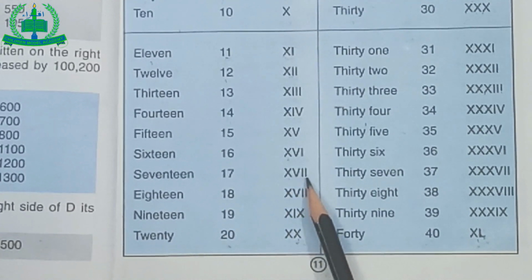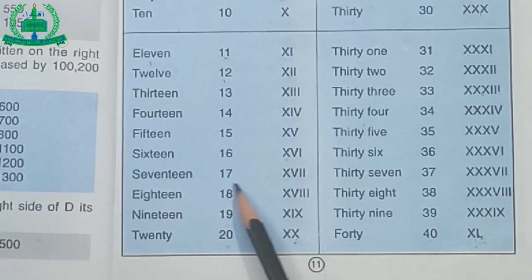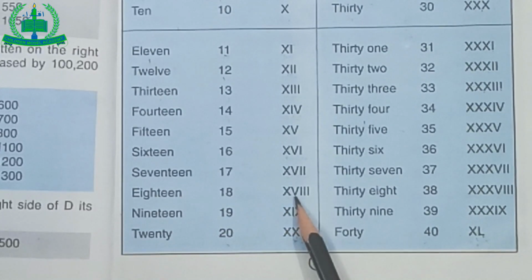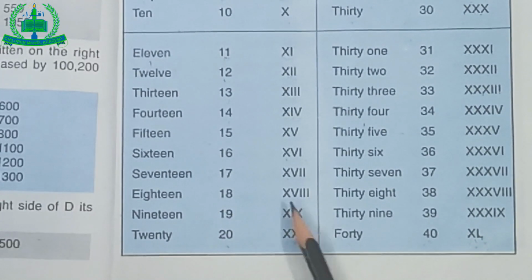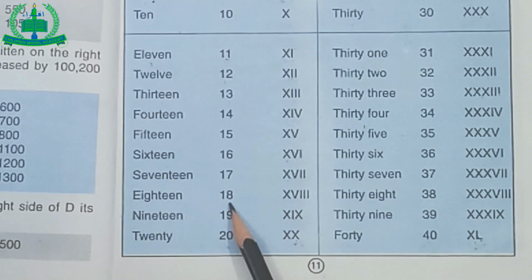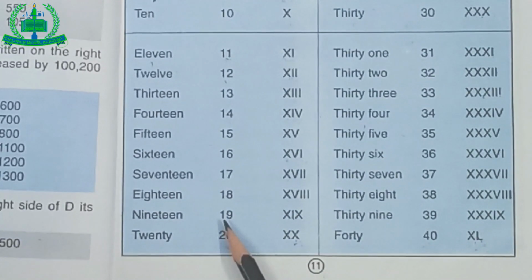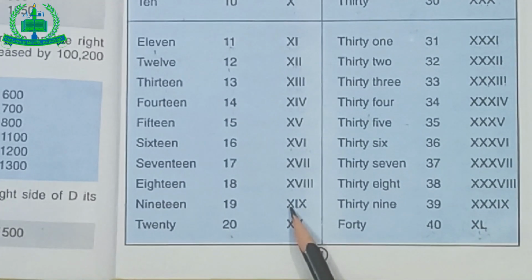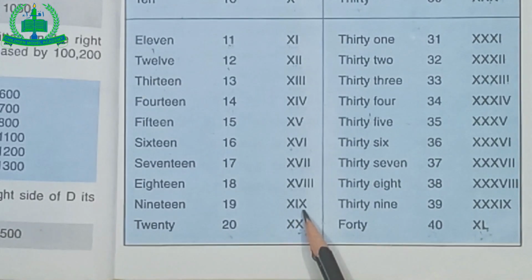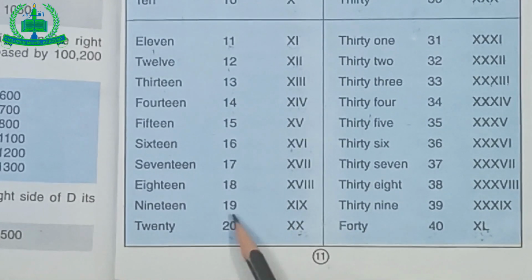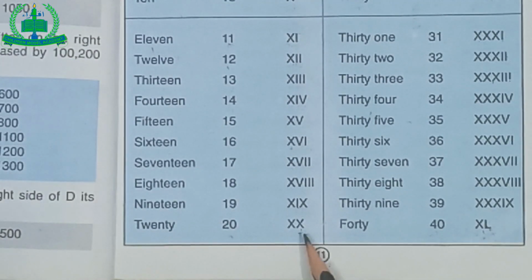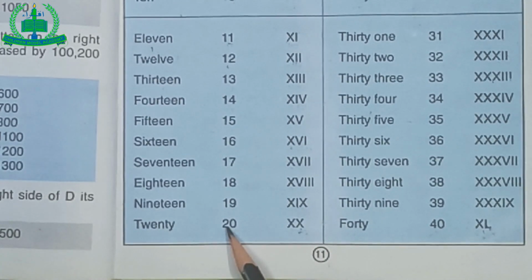17, XVII. 10 plus 7, 17. 18, XVIII. 10 plus 8, 18. 19, XIX. X means 10, IX means 9. 10 plus 9, 19. 20, XX. X, X means 10 plus 10, 20.